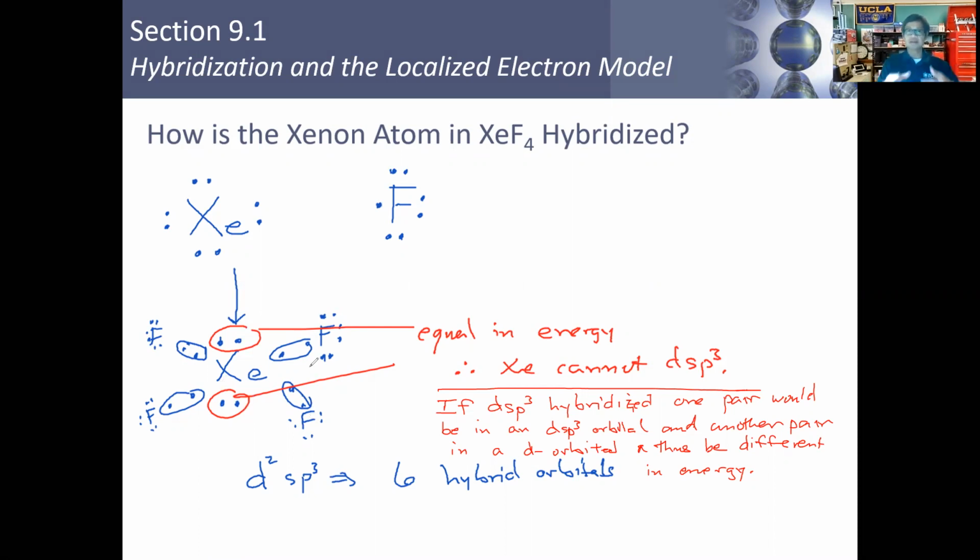So with that said, xenon tetrafluoride cannot be dsp3 hybridized either. Make sure you keep that in mind. So how then can we explain the hybridization of this particular molecule? Please keep in mind the discussion we had about how we know that xenon is not sp3 hybridized, even though it has 4 bonding domains. And it can't be dsp3 hybridized either.